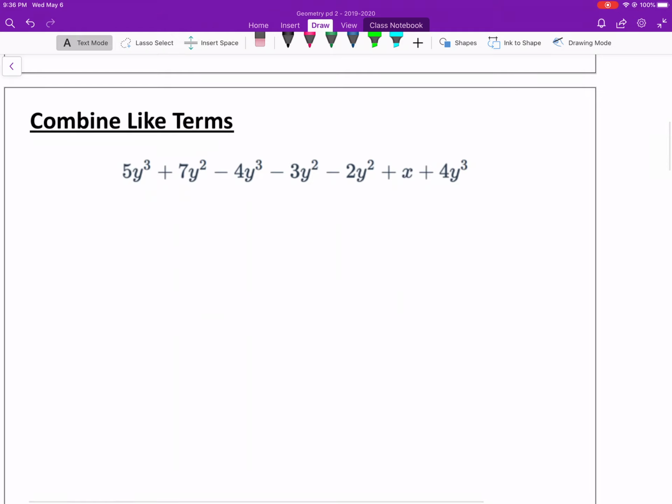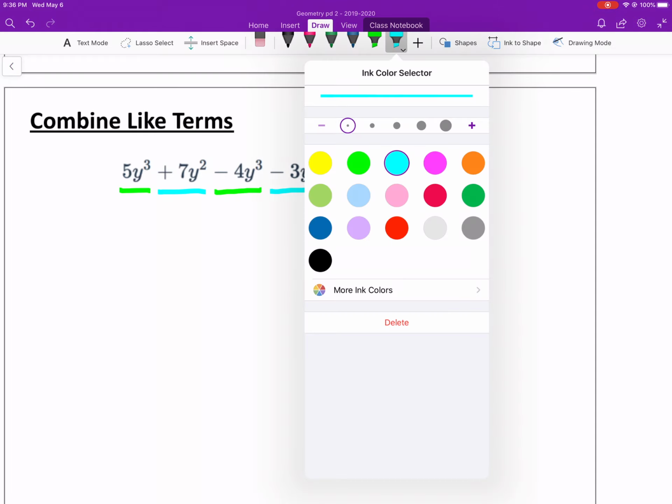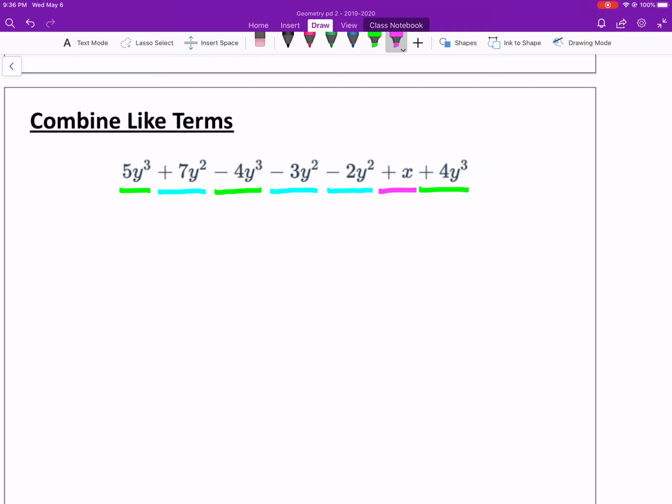Alright, so the next section in Delta Math, combine like terms. They give you some real lengthy expression. We just have to look for like terms and combine them. 5y to the third, so is there anything else with y to the third power? We have negative 4y to the third and positive 4y to the third. What else? Y squared. Anything else with y squared? I see negative 3y squared and also negative 2y squared. And then we have x. No like terms for x.